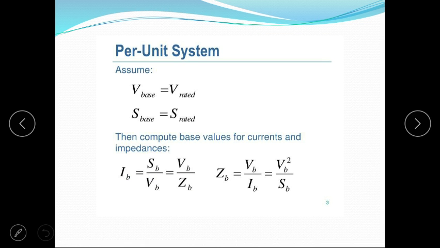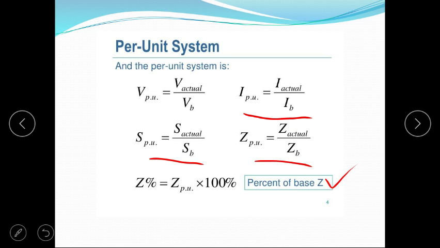Now you know that S base is equal to V base into I base, means power P is equal to VI or S is equal to VI. We assume V base is equal to V rated and S base is equal to S rated. So the value of I base is equal to S base upon V base, and value of Z base is equal to V base square upon S base. Now the base values are found.